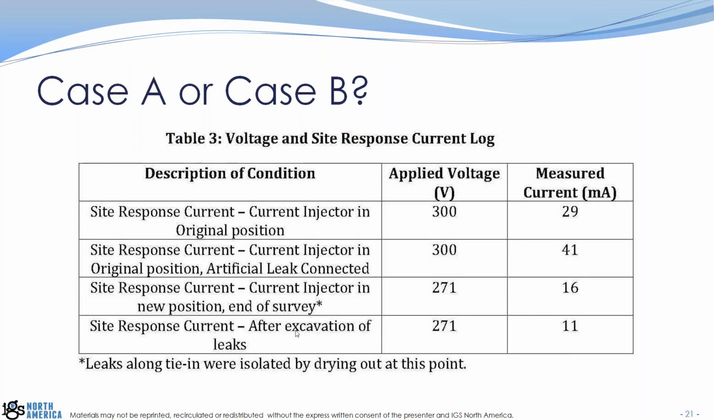Also, after excavation of the leaks, it went down by 5 milliamps. That's very typical when you have significant leaks in an area for that to go down. So that's just another one of those data points that help control the quality of the whole survey.